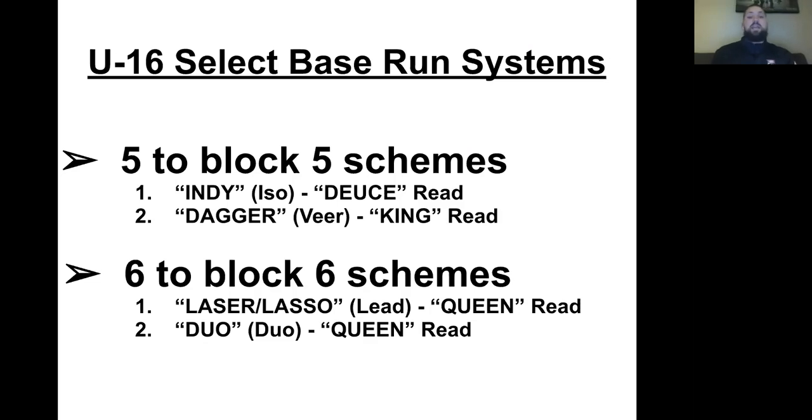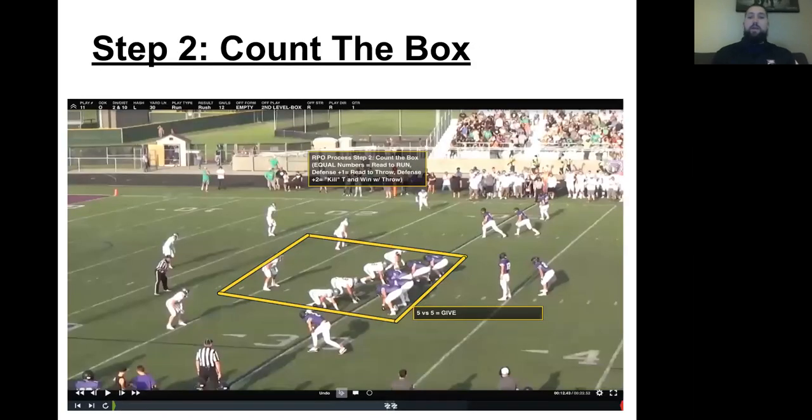6 to block 6, again, laser is the same as Indy to the O-line, the exact same. We're just inserting or leading with an H-back now, right? And duo is the exact same as dagger or veer. We're just now going to kick out the end, base block the end, or split flow, slice the end. And now we've got 6 to block 6, and we're going to read the queen, and we'll talk about that in just a sec. So again, count the box. We use the terms read to run. So if we are +1, if we got 5 and they got 5, our back makes 6. We're +1. We are read to run. We're expecting to hand the ball off unless they cause us a problem post snap.